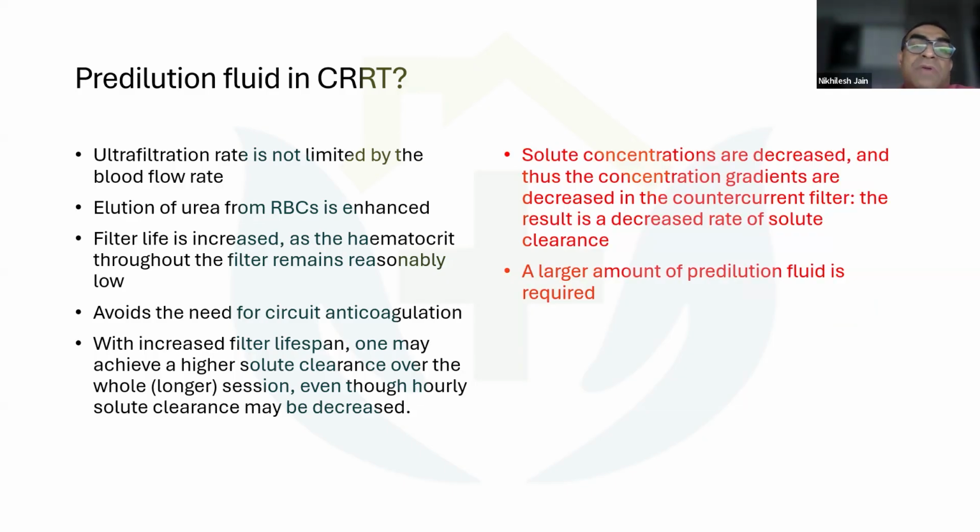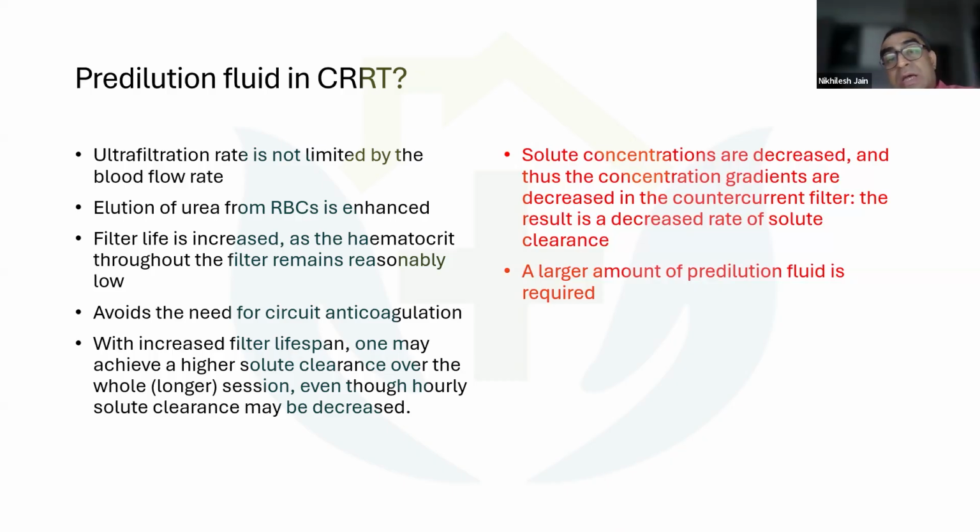So in black is ultrafiltration rate is not limited by the blood flow rate. Elution of urea from RBCs is enhanced. Filter life goes up as the hematocrit throughout the filter remains reasonably low, and it avoids the need for circuit anticoagulation. If you have a lifespan of a filter which is much more, then you can achieve a higher solute clearance over a whole session, even though hourly solute clearance may be decreased. So these are the advantages if you use a pre-dilution fluid.